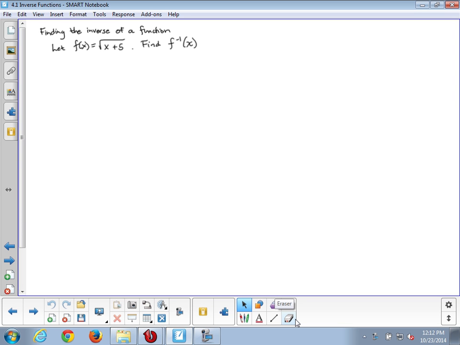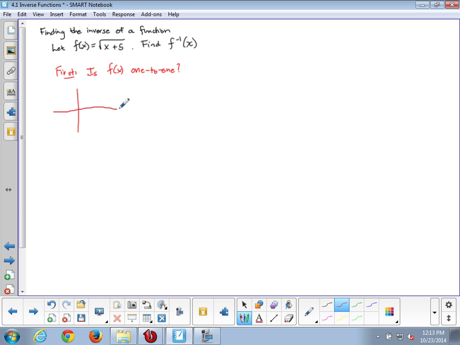So finding the inverse of a function, we're given f of x is equal to the square root of x plus 5. So same thing as before. First, what do I want to do here? Is f of x one-to-one? And if I sketch the graph of this f of x, remember that this time the plus 5 is inside, so it's going to move it in the negative direction. But it's the same thing, we end up with something like this.